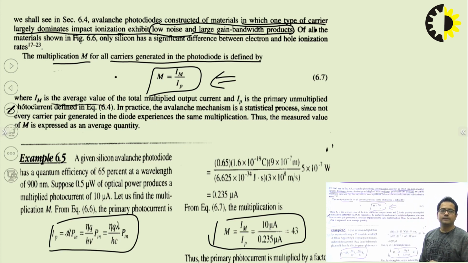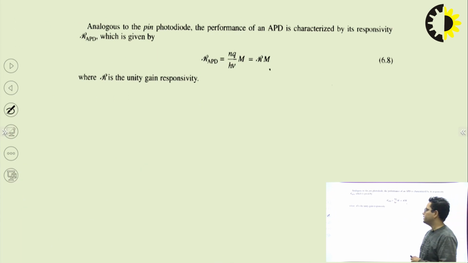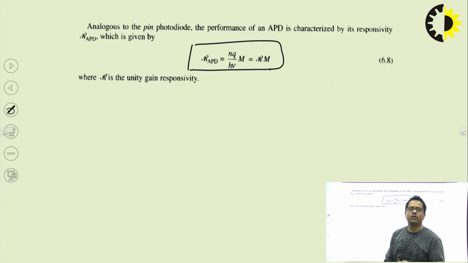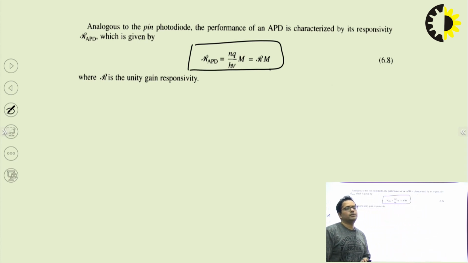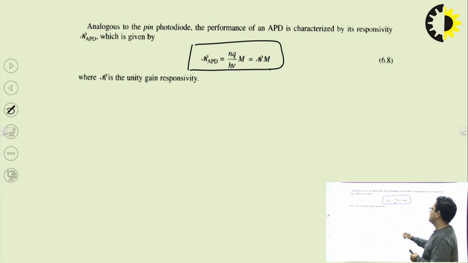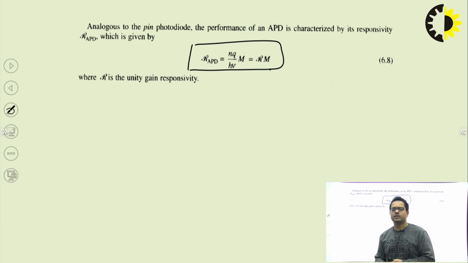Now the next thing is another important formula associated with the avalanche photodiode, analogous to the PIN photodiode also. The performance of an APD can be characterized by its responsivity given by the formula R APD equals eta q upon h nu into M, where this eta q upon h nu is your responsivity of the PIN photodiode, or responsivity of normal photodetectors.